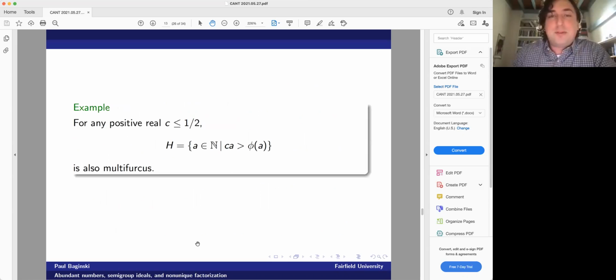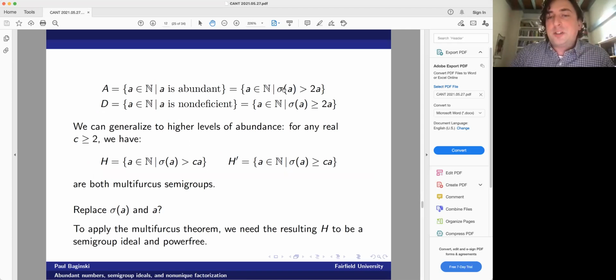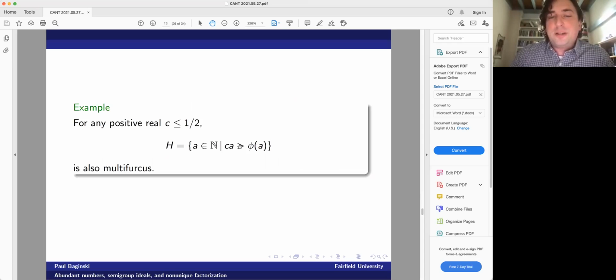So here are some nice examples. Let's say your favorite arithmetic function was Euler's totient function. Now, if I look at all the natural numbers A whose Euler's totient function is less than CA, for a fixed real number C less than or equal to one half, this ends up having a multifurcus factorization structure. So these totient numbers collapse down into products of M totient-irreducible elements. Again, C needs to be less than or equal to 1/2. Otherwise, you start breaking either the ideal property or the power free property. And this one's sort of downward closed, right? Here the weird function was on the left and the identity was on the right. Now the weird function is on the right and the identity is on the left.